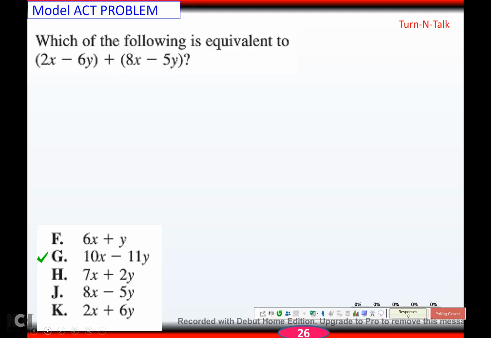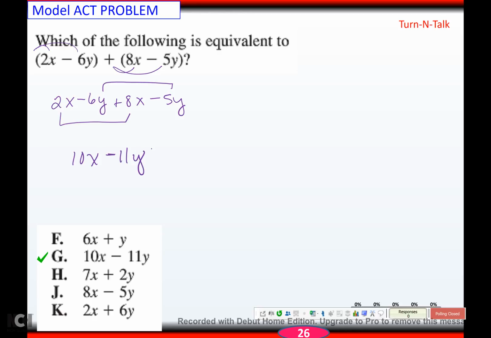And hopefully you got G. It says, which of the following is equivalent to this expression? Well, they got rid of parentheses. Nothing to distribute here, so that stays 2x minus 6y. Distribute the positive here, that's positive 8x and a negative 5y. Then combine like terms. 2x plus 8x is 10x. Negative 6y minus 5y is negative 11y. And done.